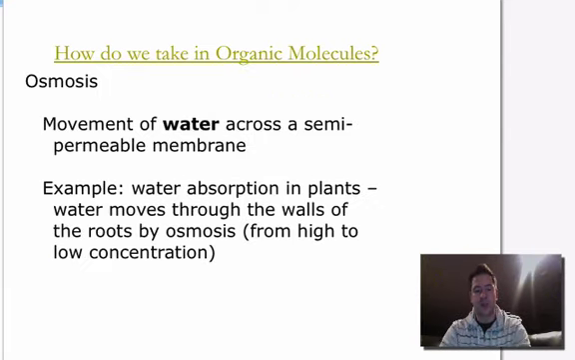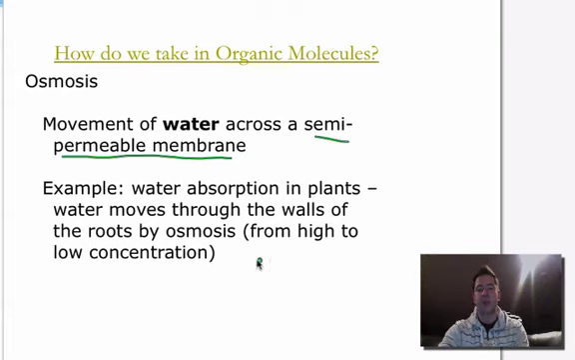Second way is through osmosis, which I touched base on. So osmosis in the body, also osmosis in plants. This is the movement of water across a semi-permeable membrane. Now remember, semi-permeable membranes mean they allow some things through and some things they don't allow through. If I was to say permeable, that means everything's allowed through, and if I was to say impermeable, that means nothing is allowed through. So these are semi-permeable, meaning it lets some things in and doesn't allow some things in. An example of this is water absorption in plants. It moves through the cell walls of the roots by osmosis from high to low concentration.